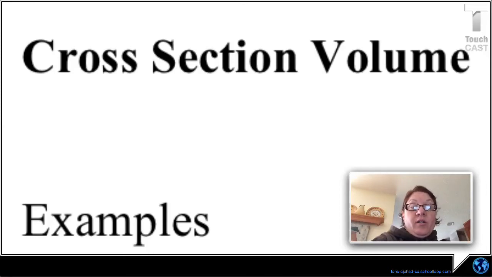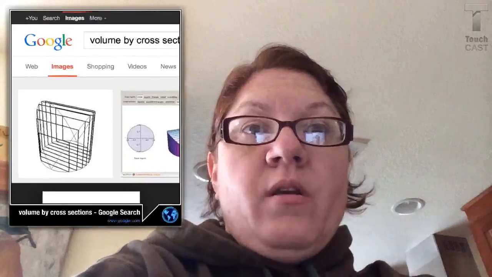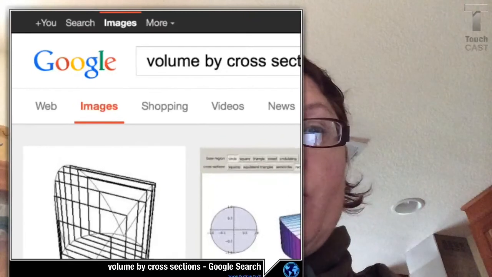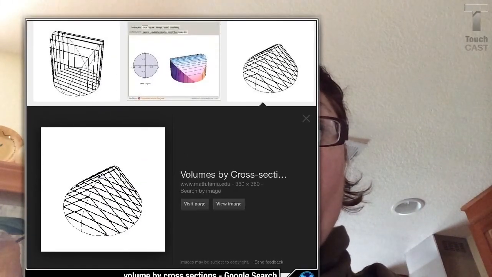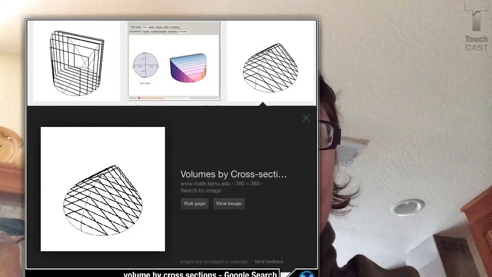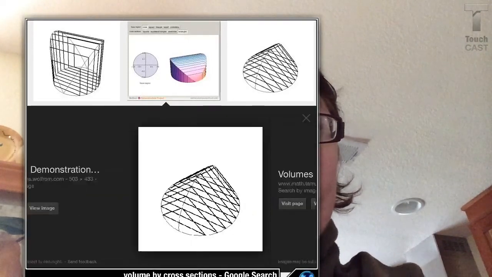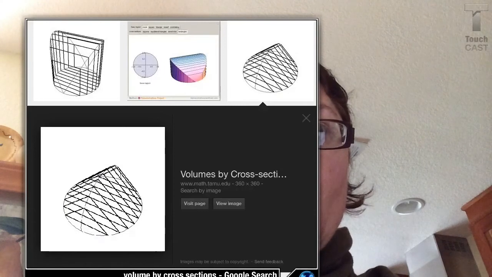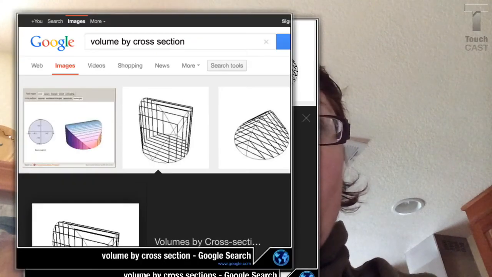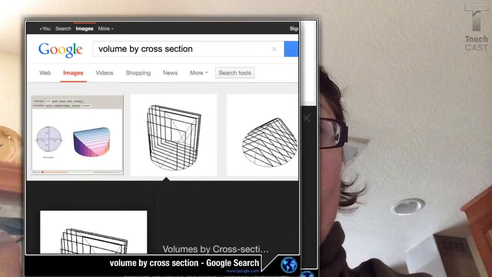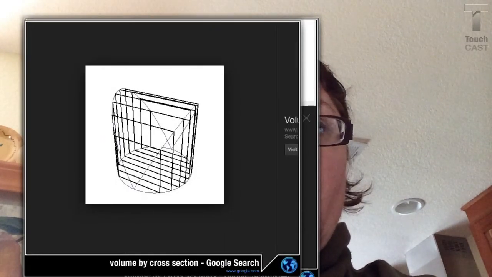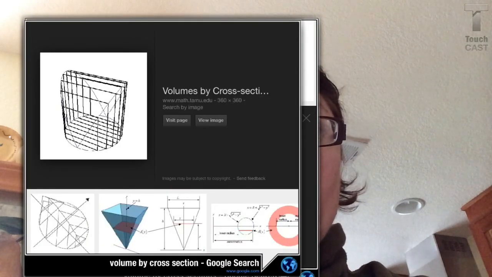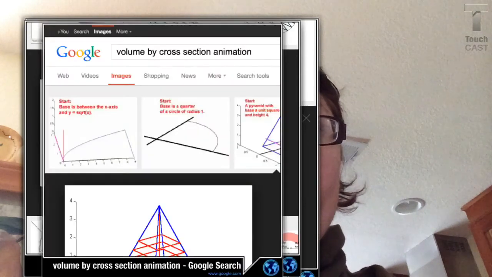So before we get started doing example 1, I wanted to show you some pictures of some cross sections that might help you visualize a little better exactly what is happening. So here's a circular base, and notice the cross sections are triangles. If I focus on this one, notice that again it's a circular base, but the cross sections are squares.